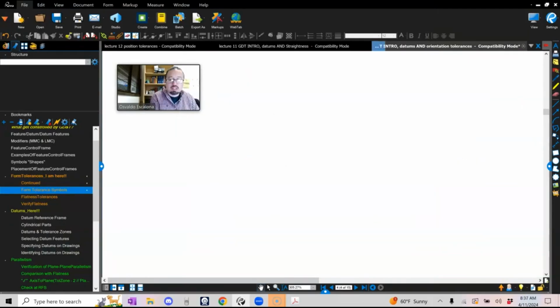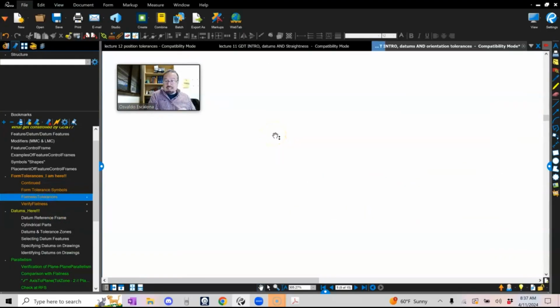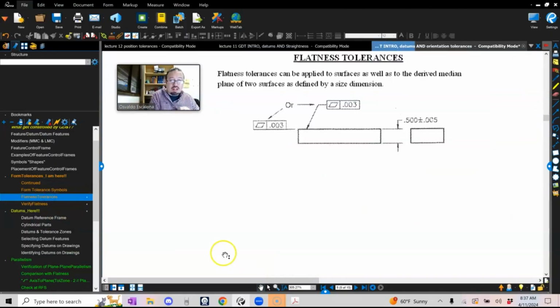Here are some of the form tolerance symbols. Let's see, form tolerances. Come on, computer. So the form symbols there are flatness, straightness, circularity, and cylindricity. And again, the only thing that they control is the form: how wavy it is, how flat it is, how straight it is, how circular it is, how cylindrical it is. It only controls the form. Okay. Flatness, that's what it does. Controls the flatness in itself.